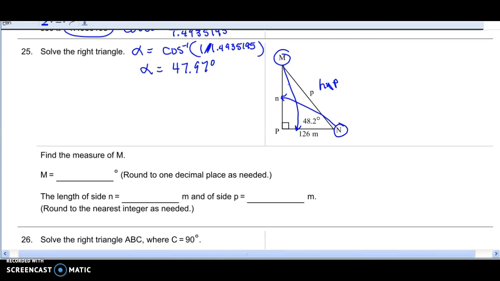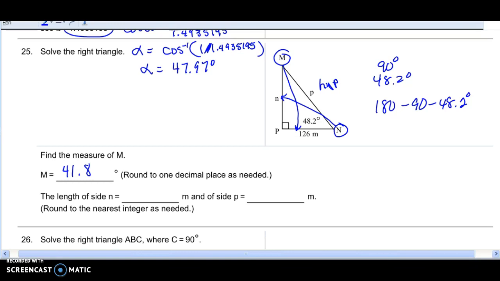Well, we know that the measures of the angles inside of a triangle have to be 180. And we already have a 90 degree and a 48.2 degree. So to find the third angle, we just need 180 minus 90 minus 48.2, and that will give us our angle for M. So angle M is 41.8. So we have all our angles.